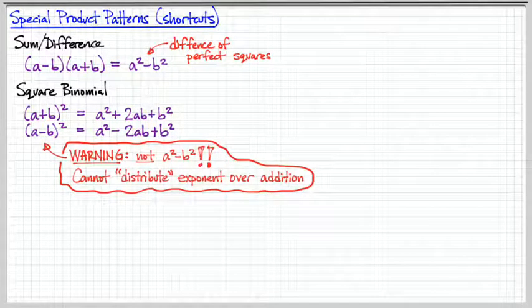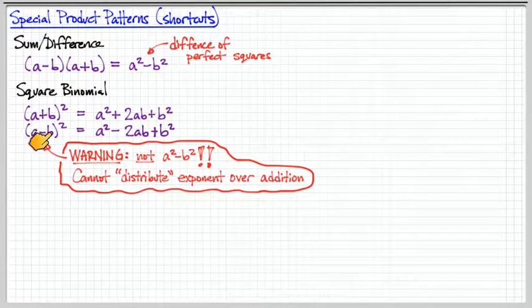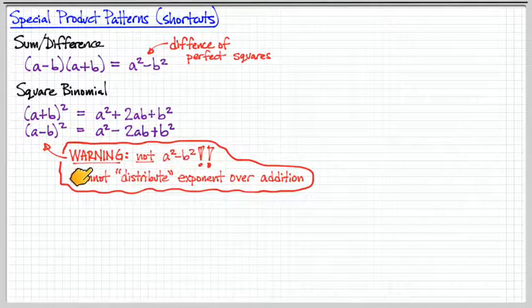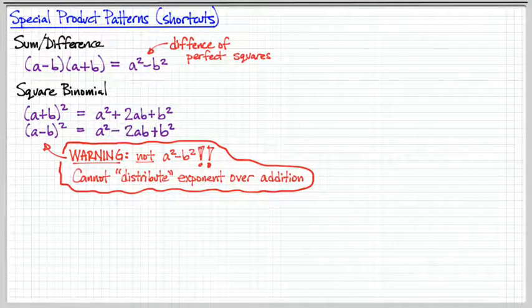And then, warning, make sure you do not just simply say a minus b squared is equal to a squared minus b squared. These are not the same. There's this extra term in here that makes it different. And if you multiply it all out by the previous method, you'll see that to be true.